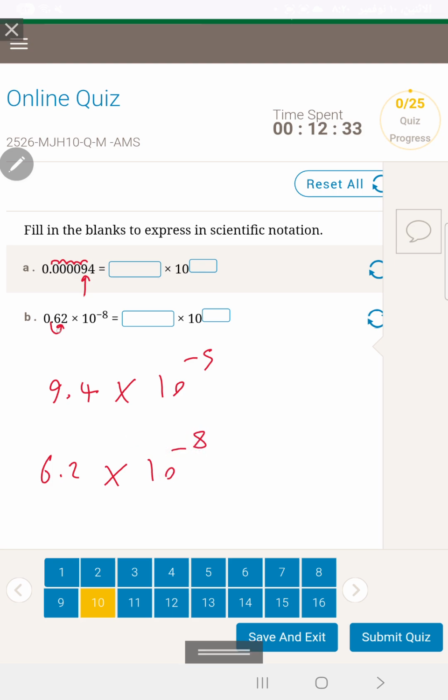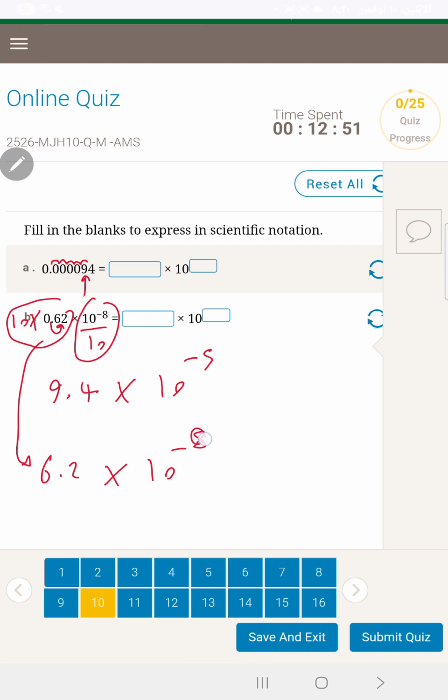When you move the decimal one place to the right, it means you multiplied it by 10 here. So when you multiply by 10, you have to divide by 10. This number becomes this number, and this exponent becomes minus 9. So here you have 6.2 times 10 to the power of minus 9.